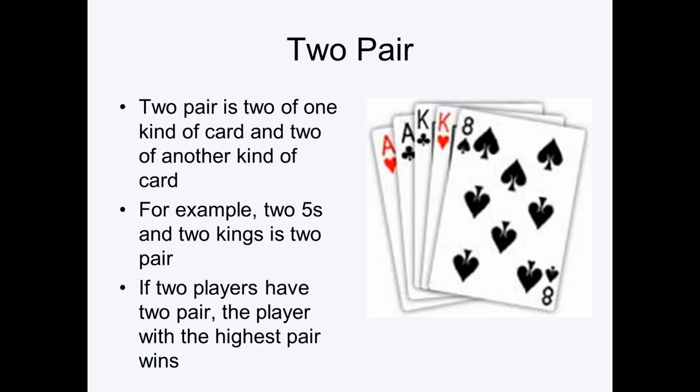Two fives and two kings, that's two pair. If two players have two pair, the player with the highest pair wins. So if I have two aces and two twos, you guys have two kings and two queens, who wins? I have two aces and two twos. You have two kings and two queens. Who wins? Yes, even though your kings and queens beat my two, my aces are highest, so they're going to win.